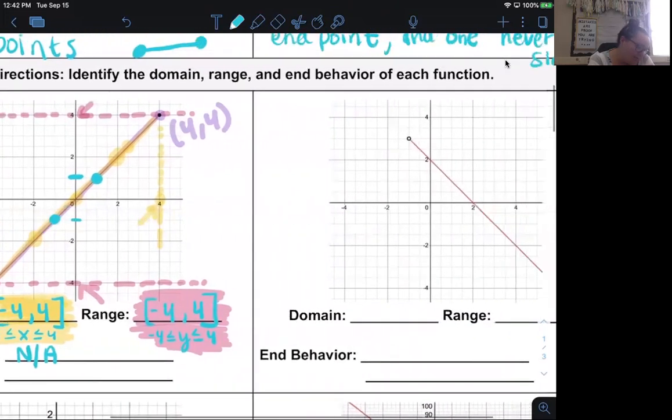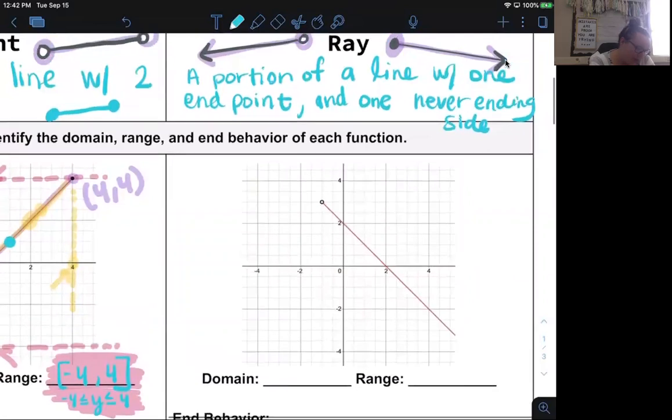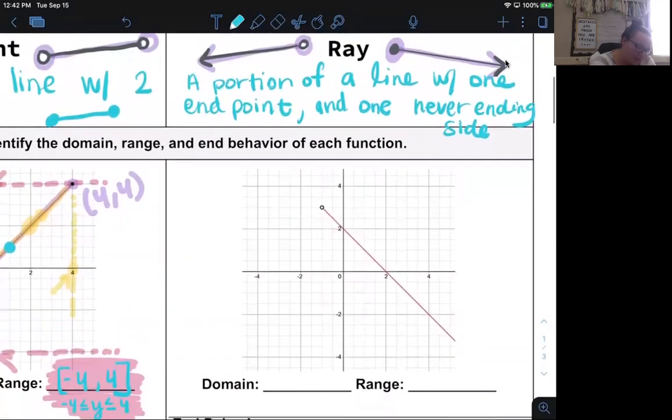All right, so in the second part of this example, I have an example of a ray, and we're going to add an arrow to the bottom right-hand corner here. So this graph has an open circle for one of its endpoints, and then it extends forever going to that bottom right-hand corner. So we have an example of a ray here.